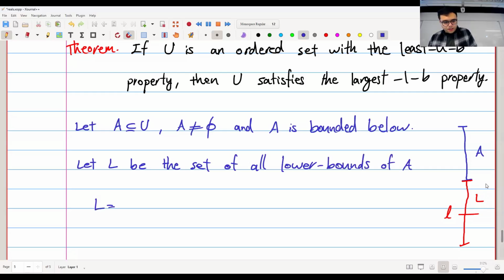If I want to write this formally, how do I write this? This is the set of all x's in my universe such that for every a in A, x is less than or equal to a. So I'm just taking the set of all lower bounds of my original set. Now, what do I want to prove? I want to prove that this set L has a maximum element, because I want to prove that I have a largest lower bound, an infimum.